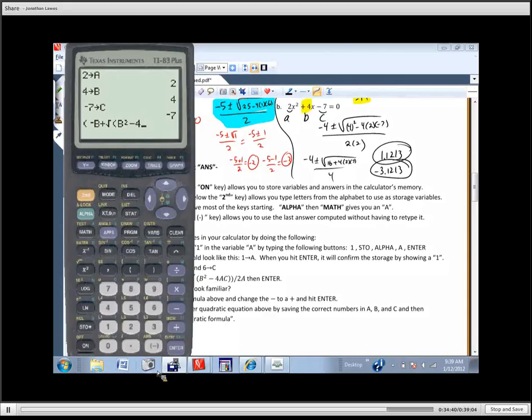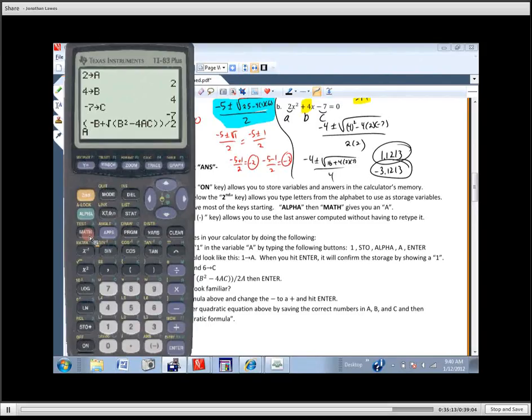Okay, now here's the cool part. A, C, close the parentheses, close them again. That's the entire top. That's the top of the quadratic formula. That's the numerator, divided by? What's the bottom of the quadratic formula? 2a. Now, I'm going to type in 2 and a, and my question for you is, is that correct?